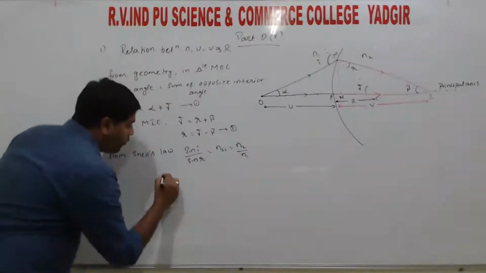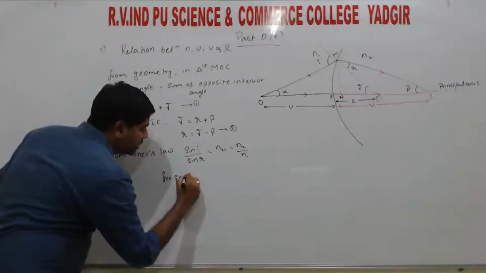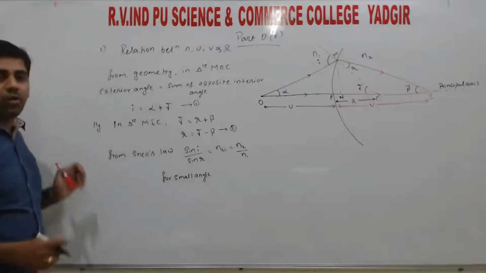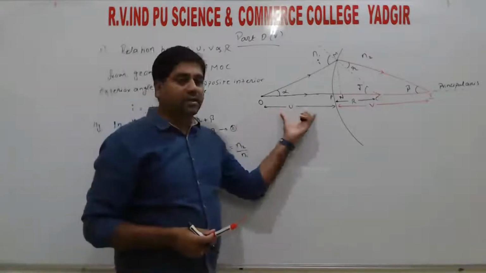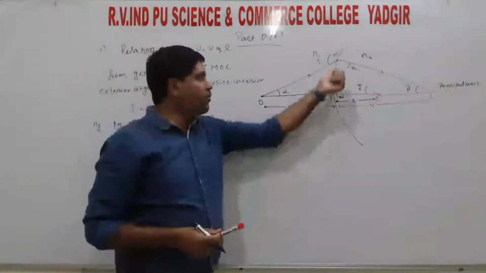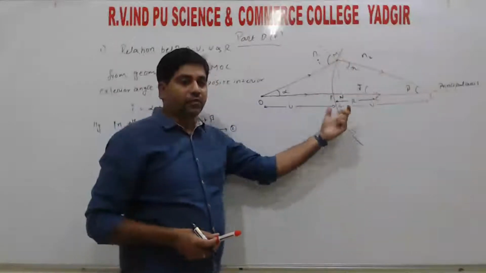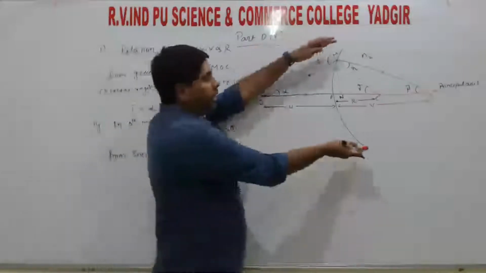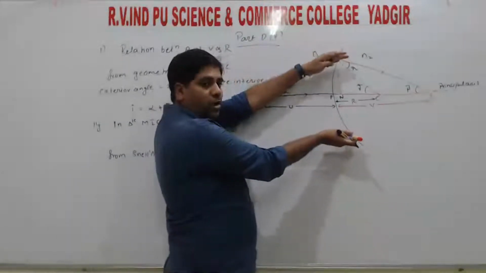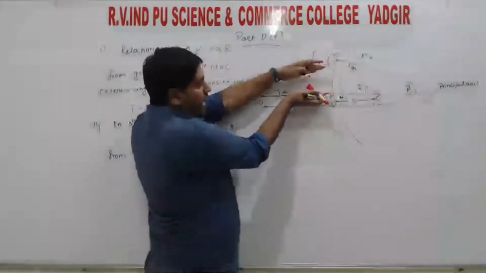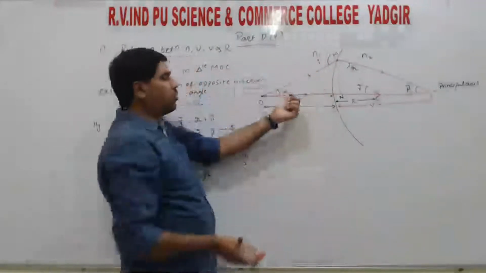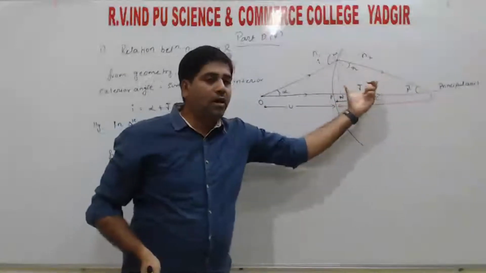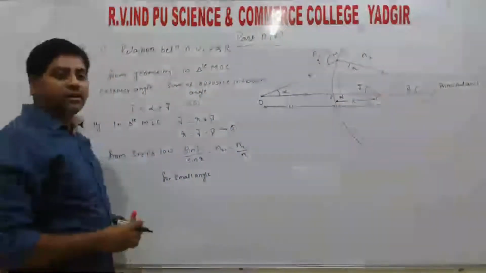So here for small angles, why we are considering small angles means, the object distance is at a very large distance compared to that of the refracting surface. So if the object is very far from the refracting surface, it behaves as very small. So small means these angles will be very small. So alpha is small, and if alpha is small then I, gamma, beta, r, all angles also become small, right?